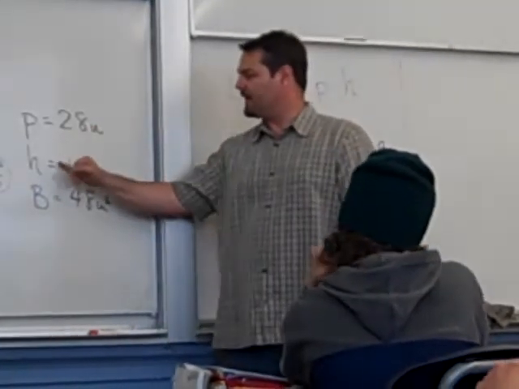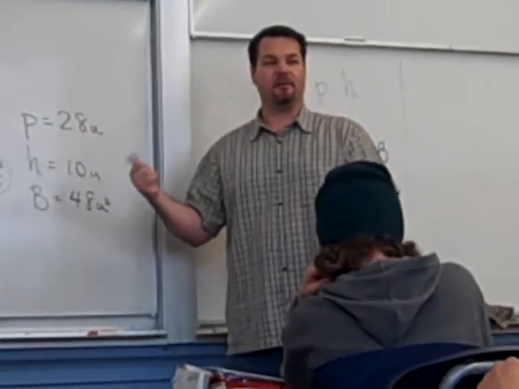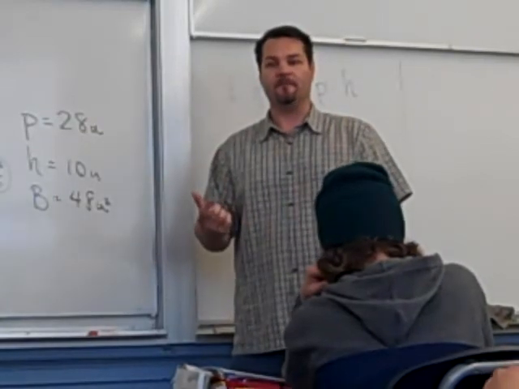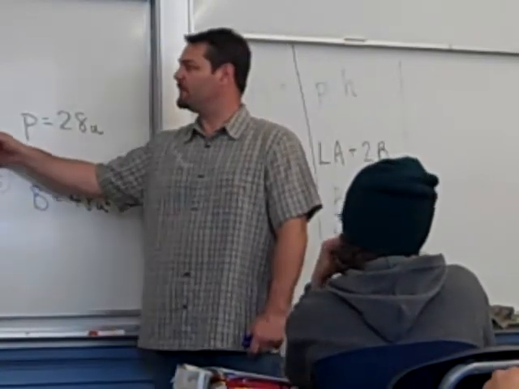So by finding P, H, and B, as we've already done for lateral area and surface area, we should be able to find volume. Please find the volume of this same rectangular base prism.